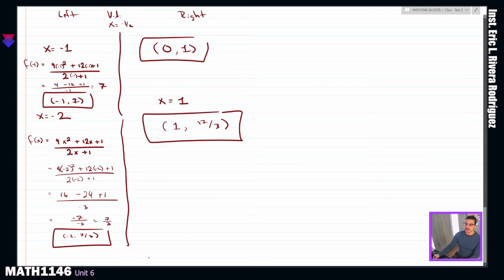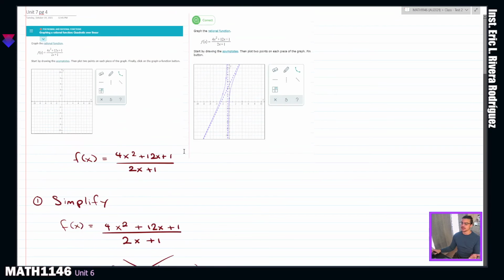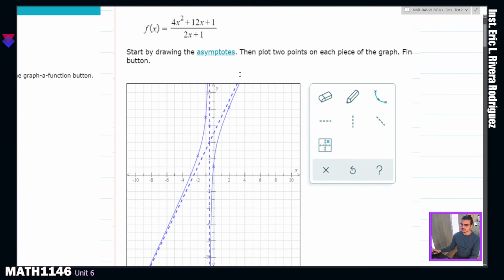I'm not going to draw this graph because it's going to be impossible for me to do this. Okay, not because it's something way beyond difficult, it's because I can't draw with this thing. But what you are going to do on Alex is plot the points, plot the vertical asymptote and the oblique asymptote, and then you are going to get the right answer. So you are seeing here the right answer.